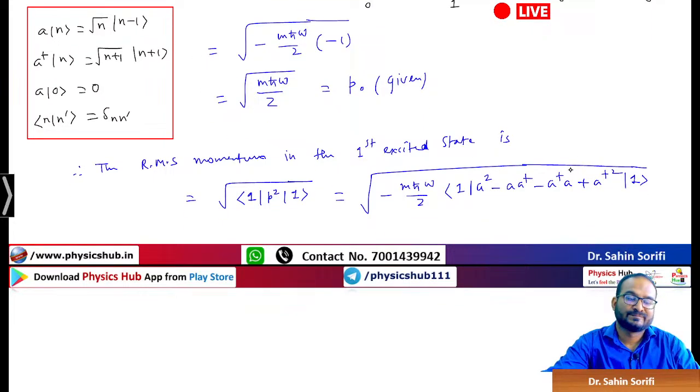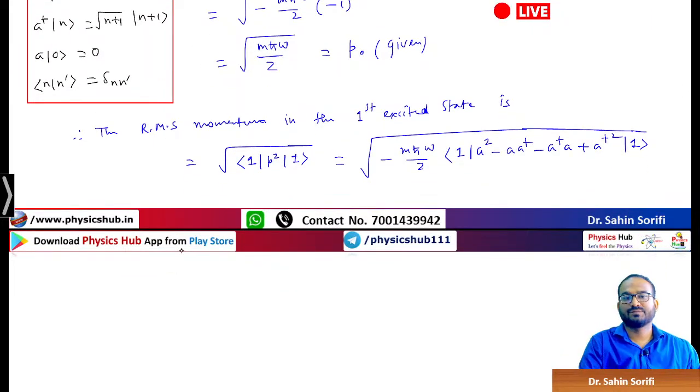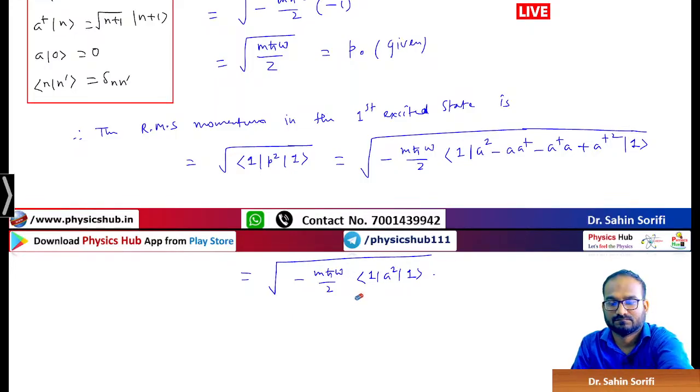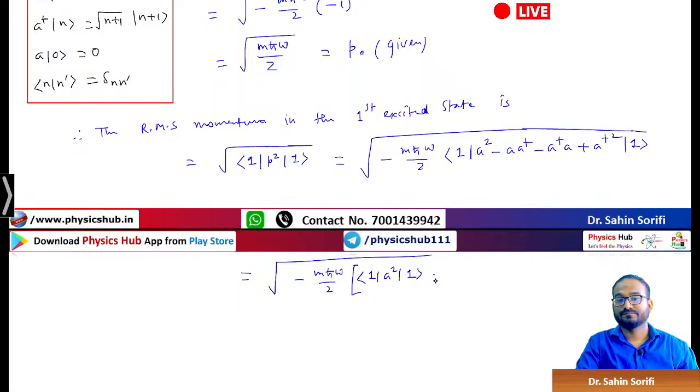Okay? Now again you can use this formula. So it is minus m h cut omega by 2. You will get 4 terms: ⟨1|a²|1⟩, minus ⟨1|a†|1⟩, minus ⟨1|a†a|1⟩, plus ⟨1|a†²|1⟩.